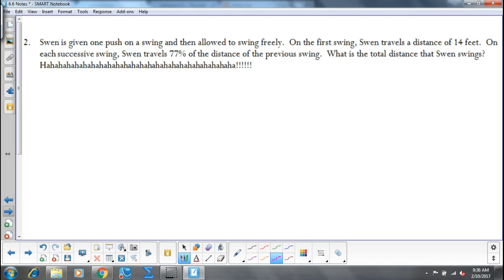Swen is given one push on a swing and then allowed to swing freely. On the first swing, Swen travels a distance of 14 feet. On each successive swing, Swen travels 77% of the distance on the previous swing. What is the total distance that Swen swings?